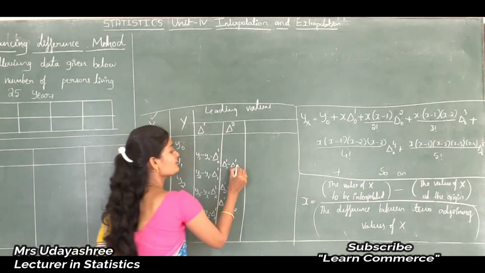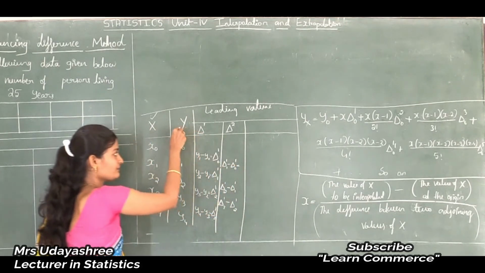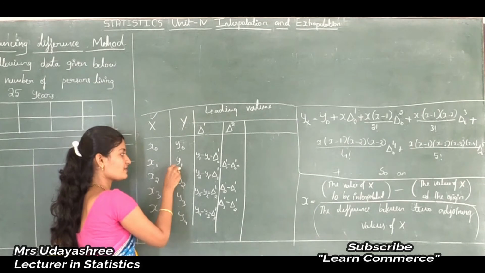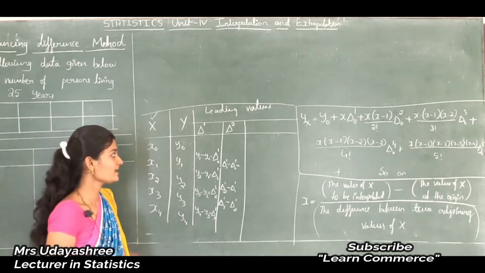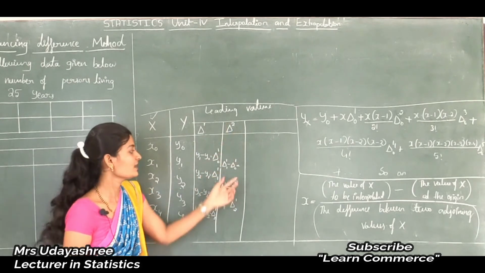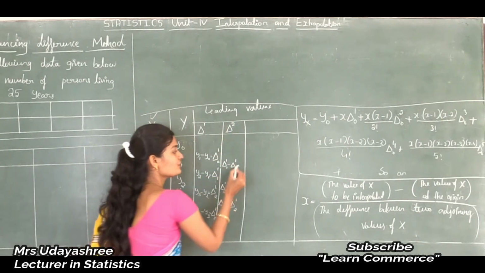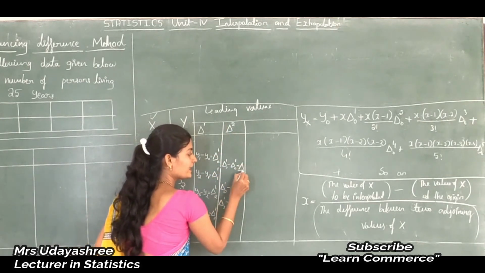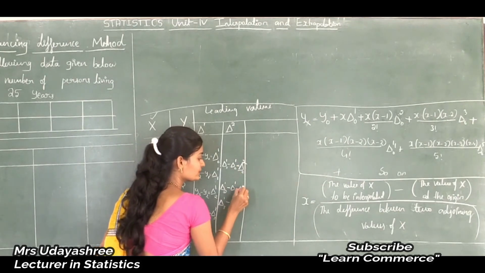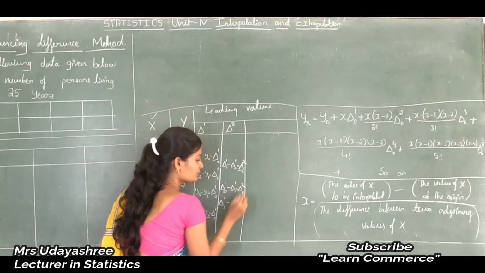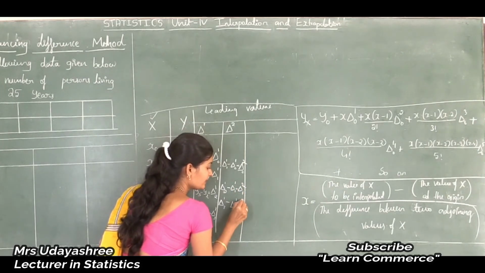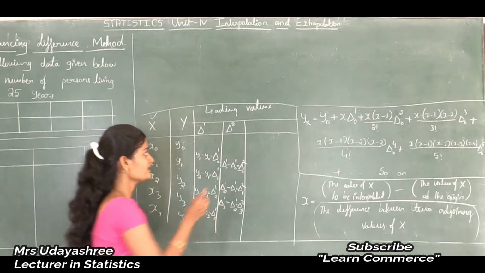So what is the first value? As with the y observations, where the first is y0, second is y1, third is y2, these are the delta 2 observations. The first observation is delta naught 2. Next is delta 1 2. Next is delta 2 2. So like that, these are the second leading difference values.